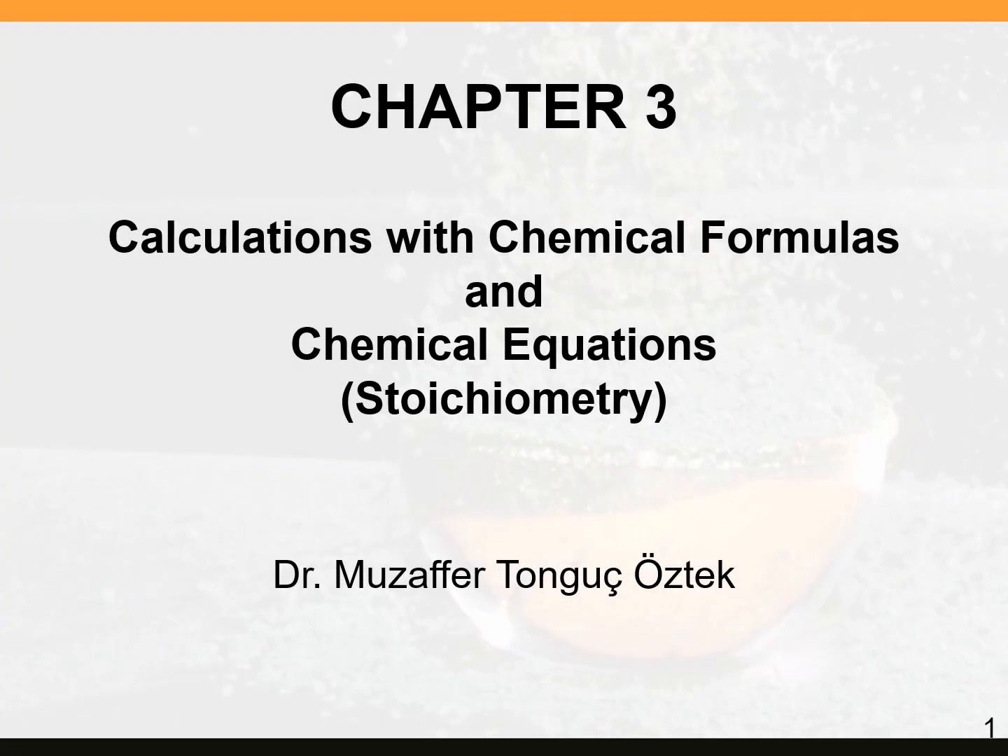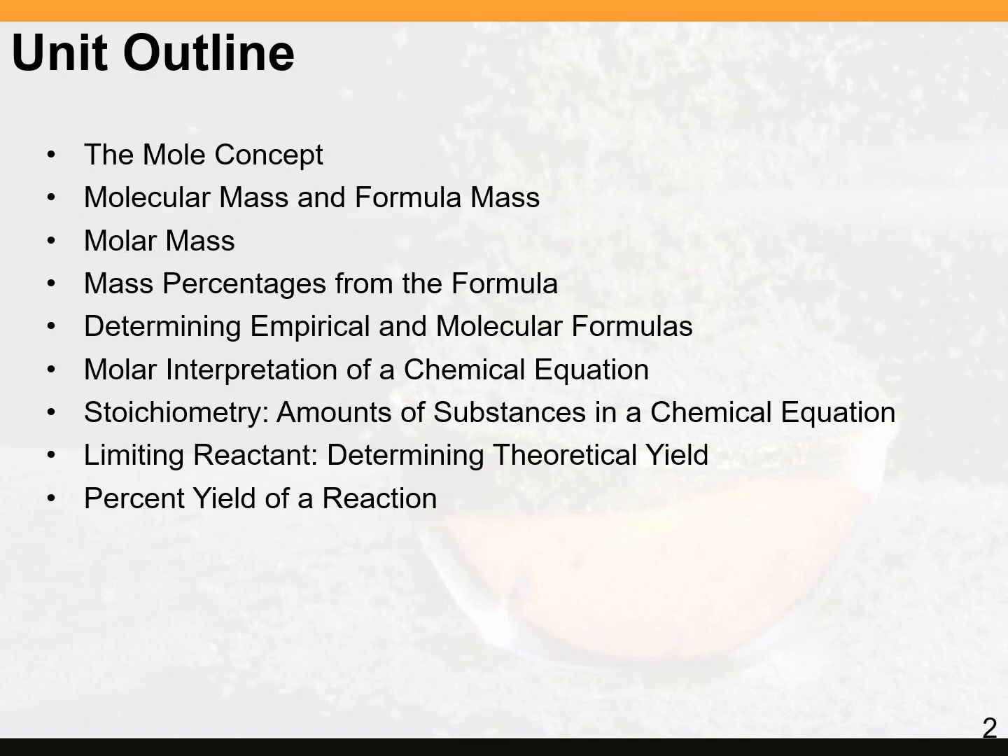Welcome to Chapter 3. We will cover the most fundamental and important concept in chemistry, quantitative calculations involving substances and chemical reactions. We will start with the mole concept, followed by the formula mass and molar mass. These are indispensable tools for chemists to quantify substances by the number of particles they contain. After discussing methods for molecular formula determination, we will cover chemical reactions and stoichiometry, which is one of the most important topics in general chemistry.